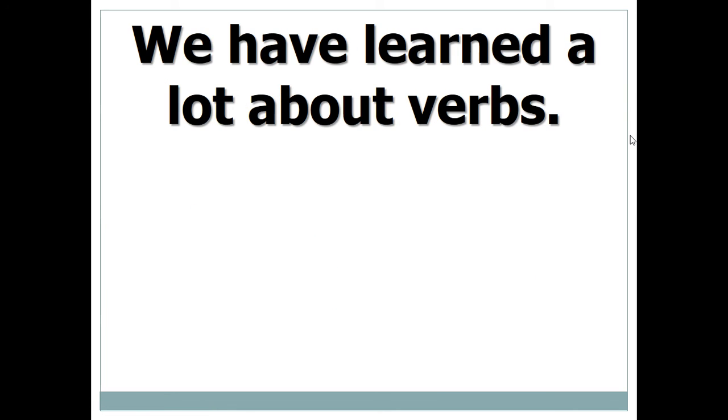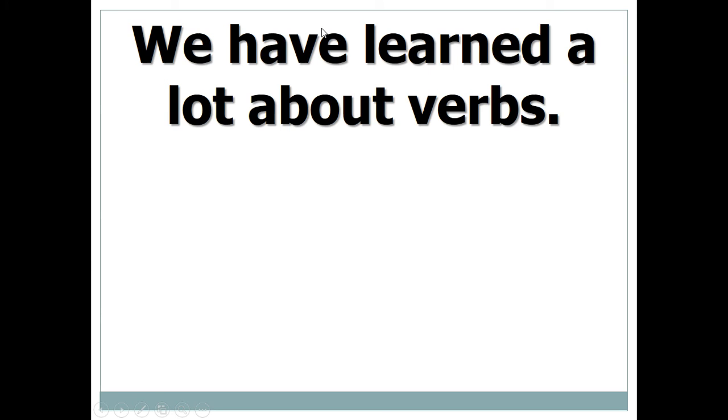We have learned a lot about verbs. Yes, we have. What's the subject of my sentence? Who or what am I talking about in the sentence? I'm talking about we. We are the subject. Is there something that we have done? Is there some sort of action in the sentence? We. Yeah, we learned.